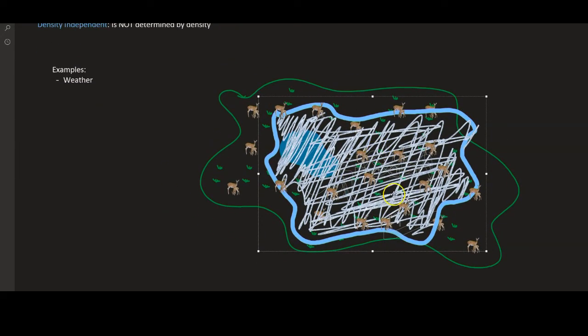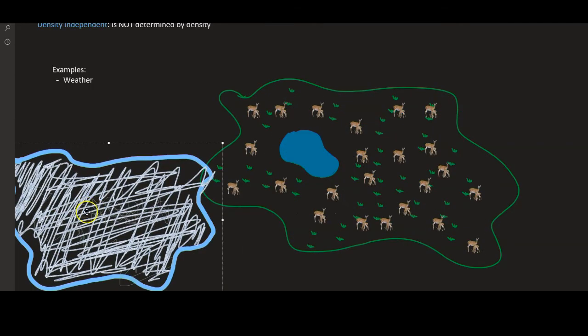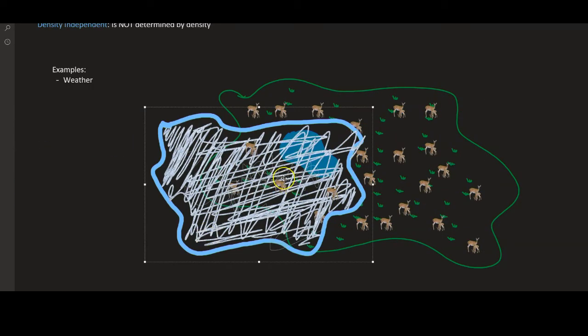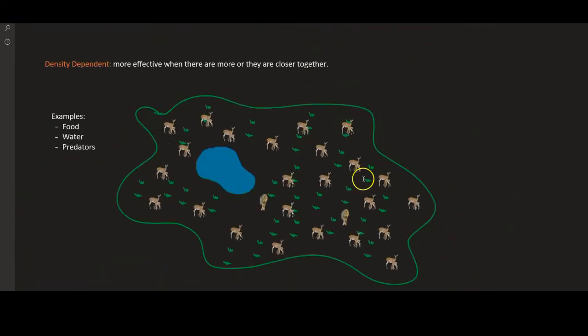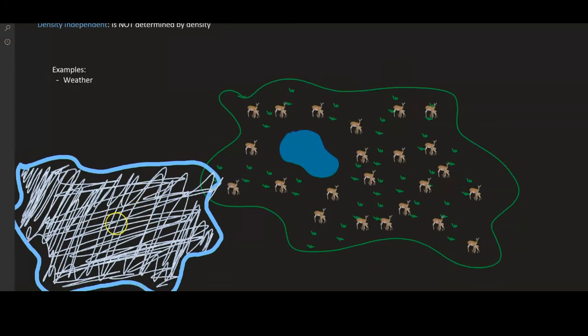If this is a hurricane, it kills them if you're in the path. It doesn't make the weather more destructive or more deadly if there are more of them. It's the same deadliness no matter what. If there are 2 of them there, it kills 2 of them. If there are 20 of them, it kills 20 of them. Here, though, if there's more deer, you will run out of food faster. If you have more deer, you'll run out of water faster. If you have more deer, the predators will kill them faster. But not things like weather.